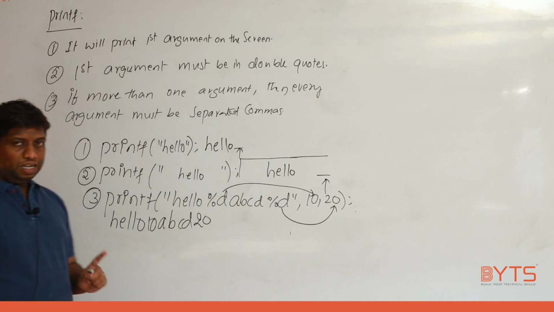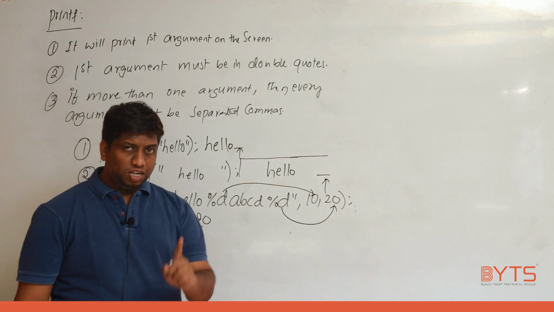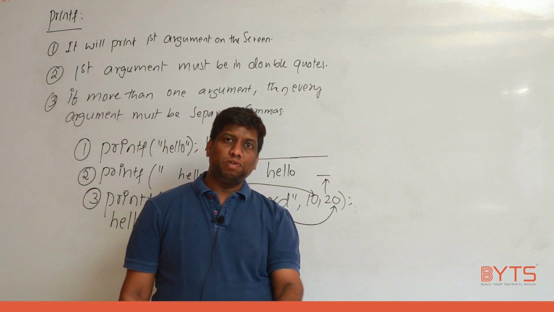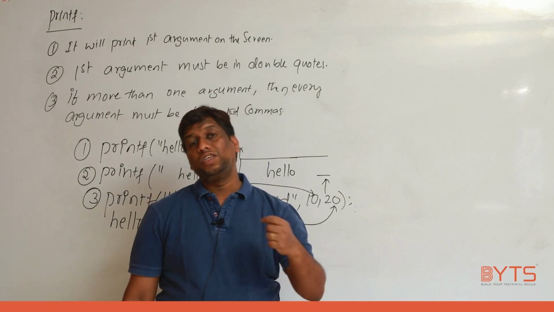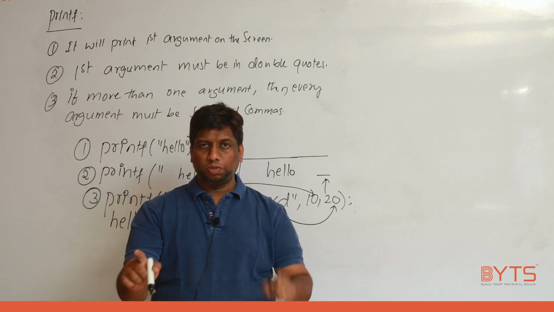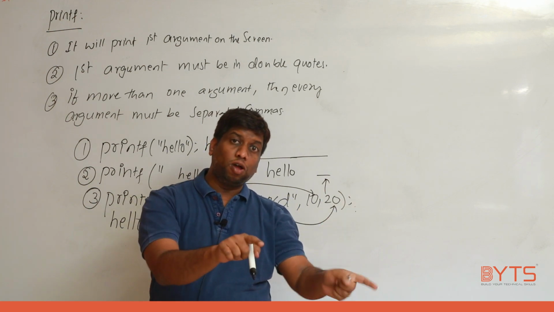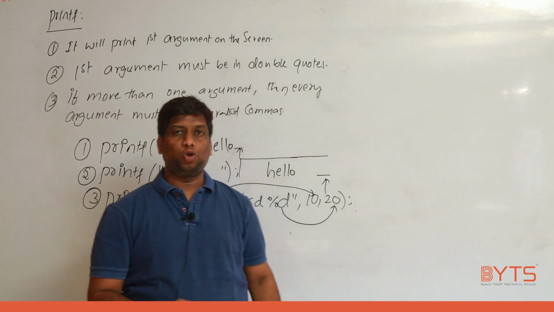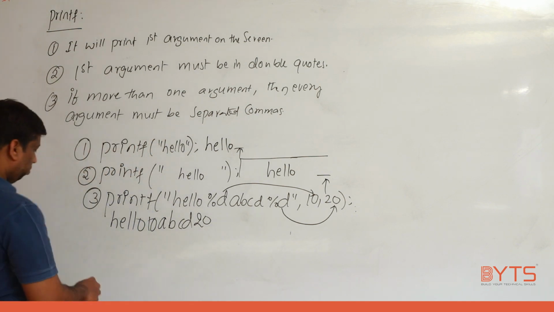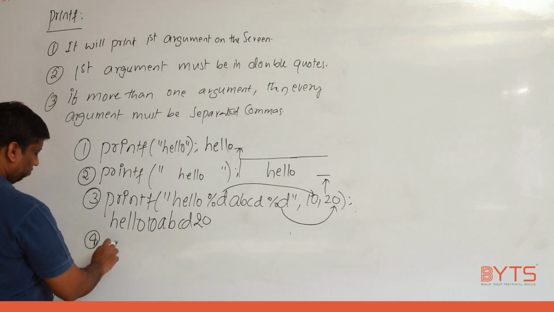Again I am telling, printf will always print the first argument. In the first argument, if there is a format specifier, that format specifier is replaced. How is it replaced? The first format specifier with the second argument, the second format specifier with the third argument, the nth format specifier with the n plus 1th argument. Next, let us take the fourth example.